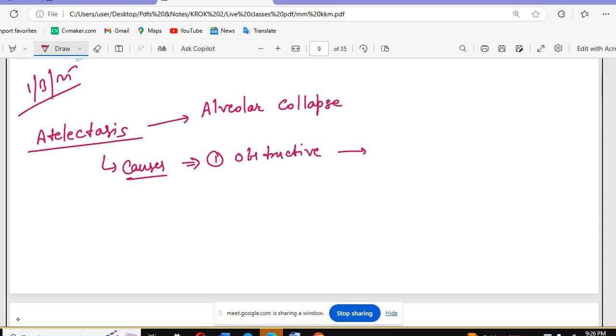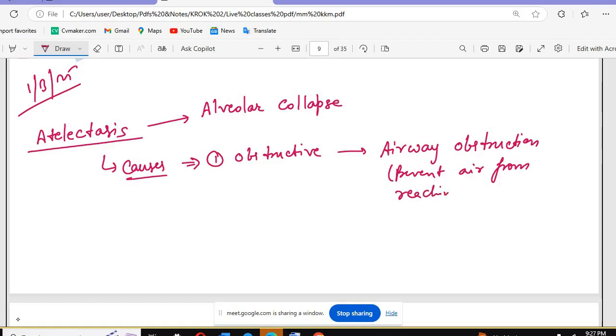Obstructive basically we will be having obstruction of what? Obstruction of the airways. So we will be having airway obstruction. If the airway is obstructed, it will prevent air from reaching the distal airways.